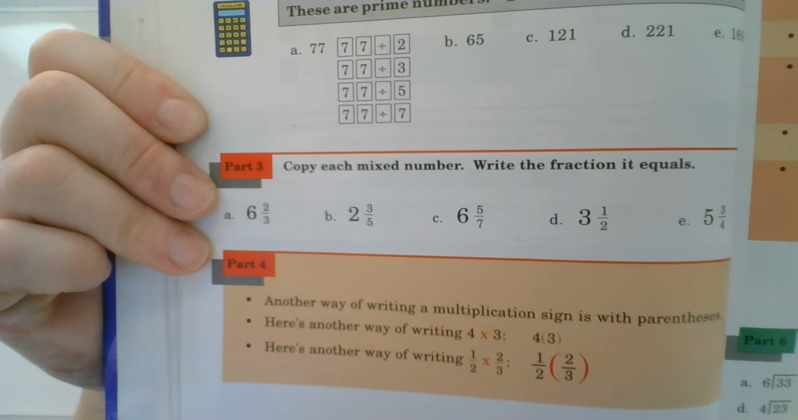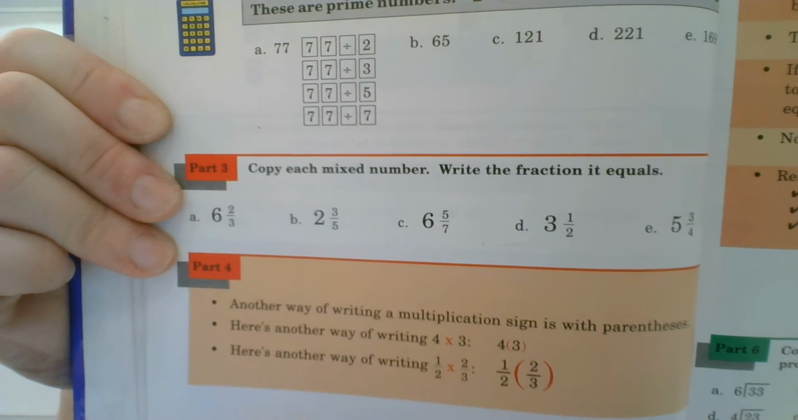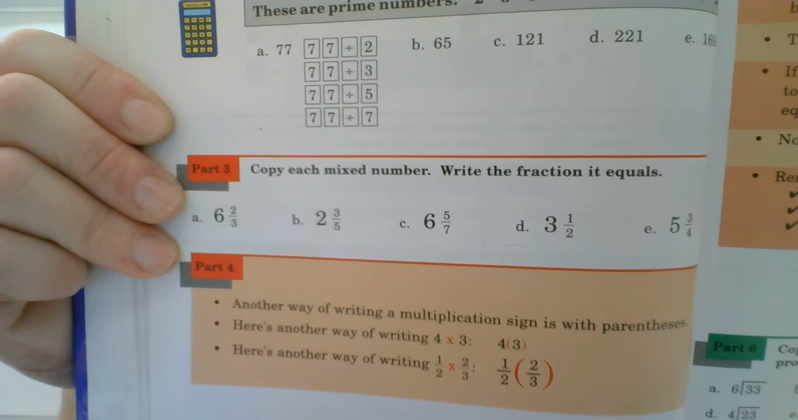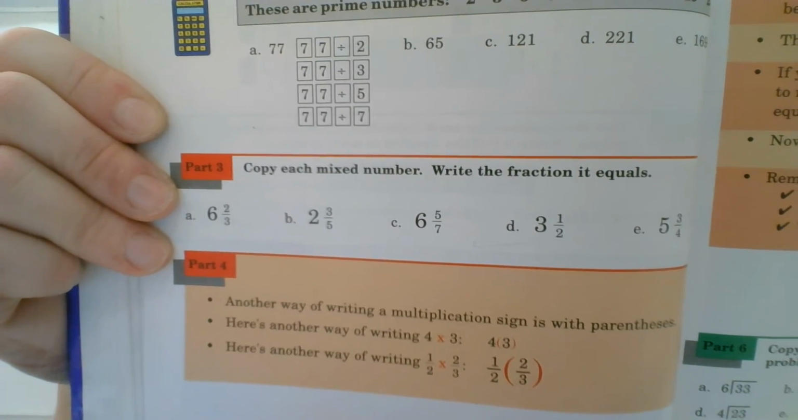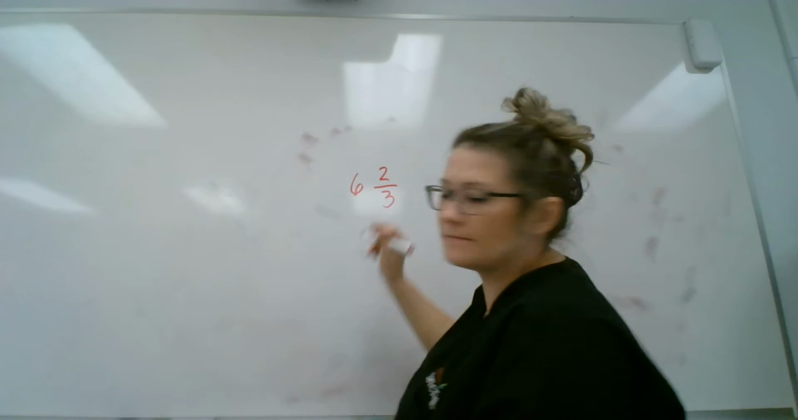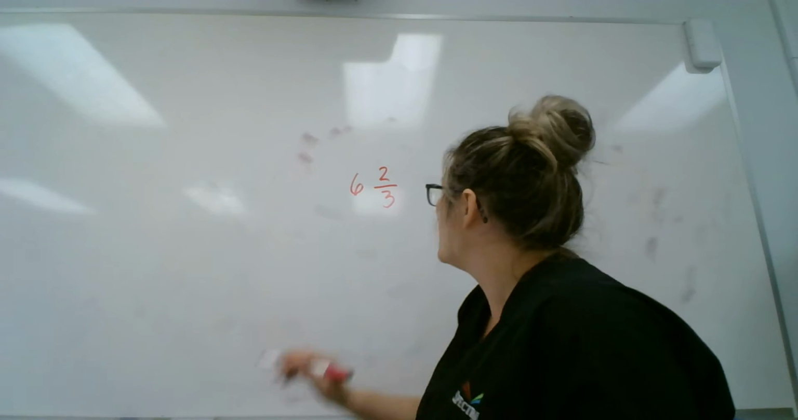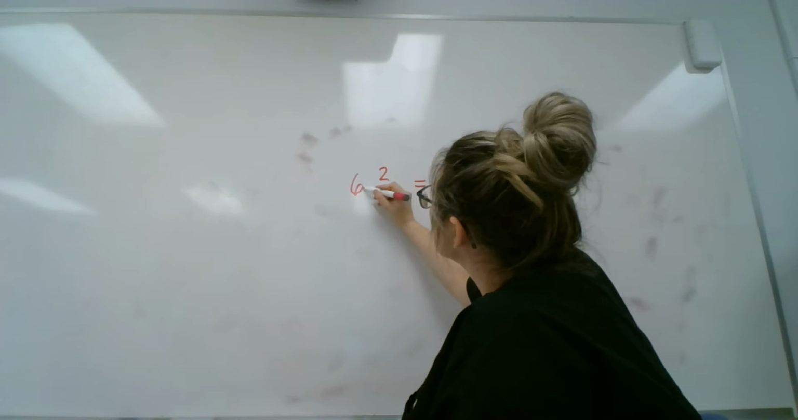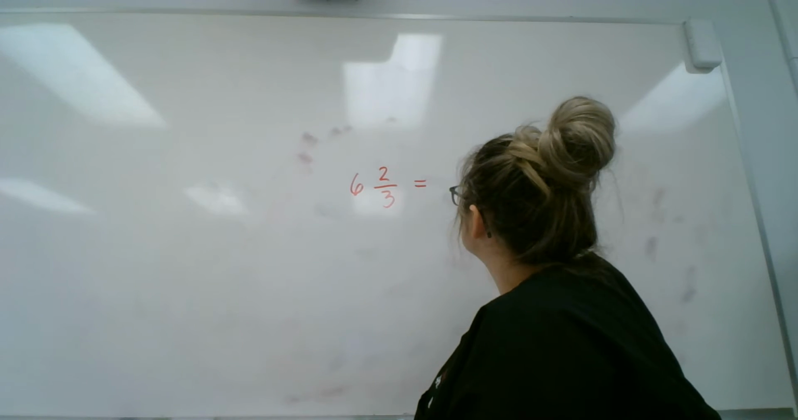All right, part 3. These are mixed numbers. Remember how to figure out fractions the fast way. You start with the denominator, multiply the whole number, then add the top number of the fraction. Go ahead and copy the mixed number for A. For A, the problem is 6 2/3. All right, so I have to write the fraction that it equals. 3 times 6 is 18, plus 2, 19, 20.